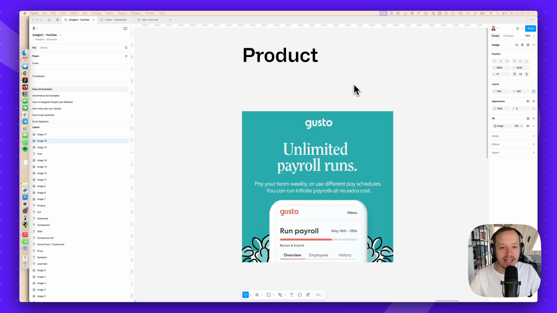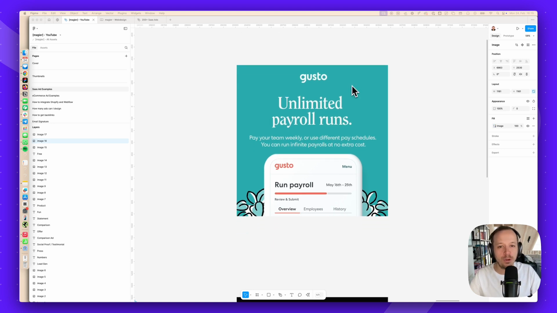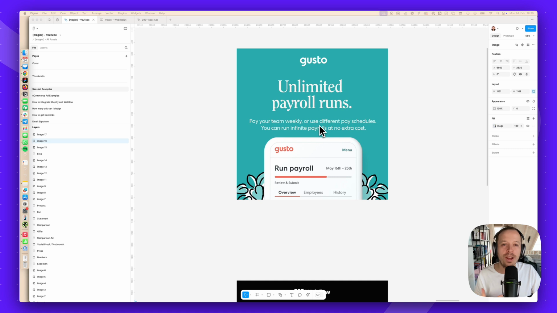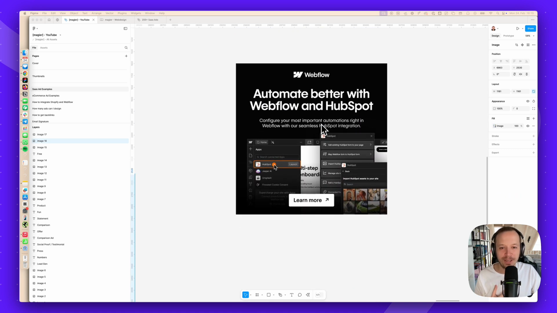Next up are product ads. For product ads, most of the time you are showing some sort of screenshot from your product and you are talking about the features of your product. This can be general or this can be super, super specific. For example, here with Gusto, the thing is payroll runs normally take a lot of time and money. And they say, hey, you can do as many as you want, it doesn't matter at all. So the person that is working in that field already feels this sort of relief because they know one of their main problems is solved.